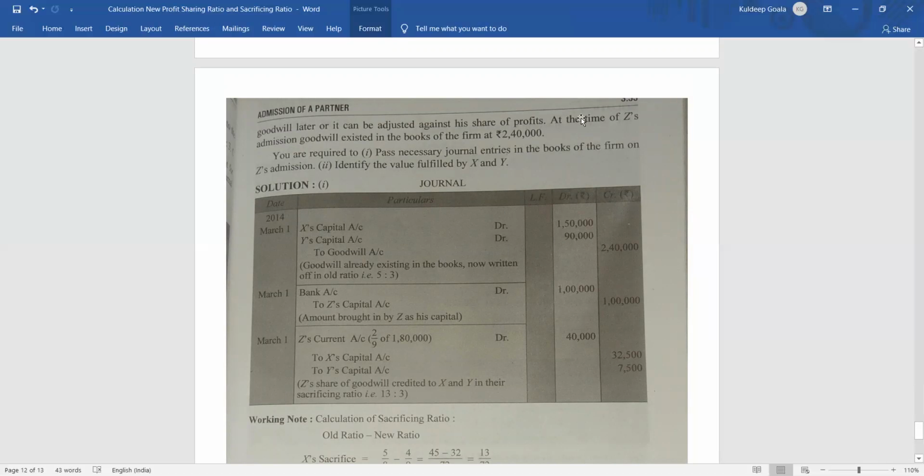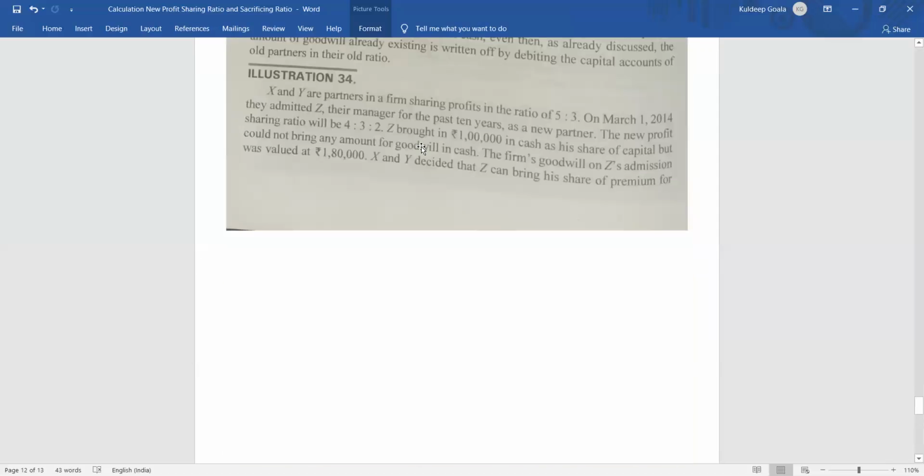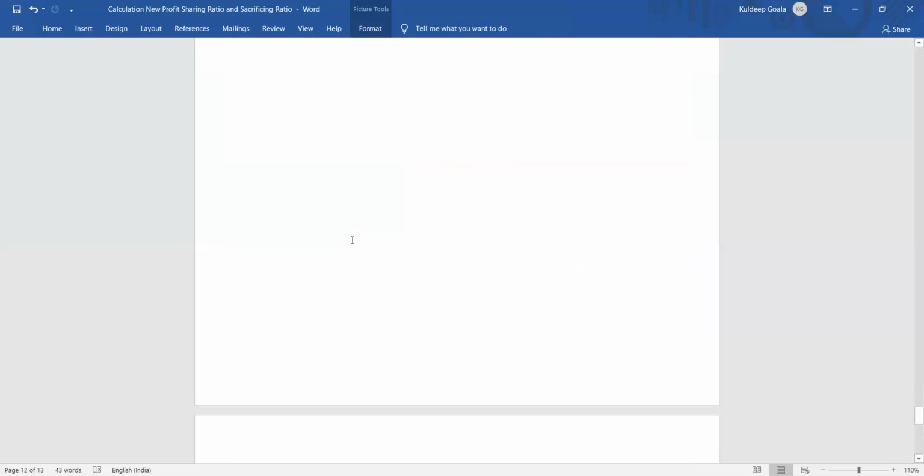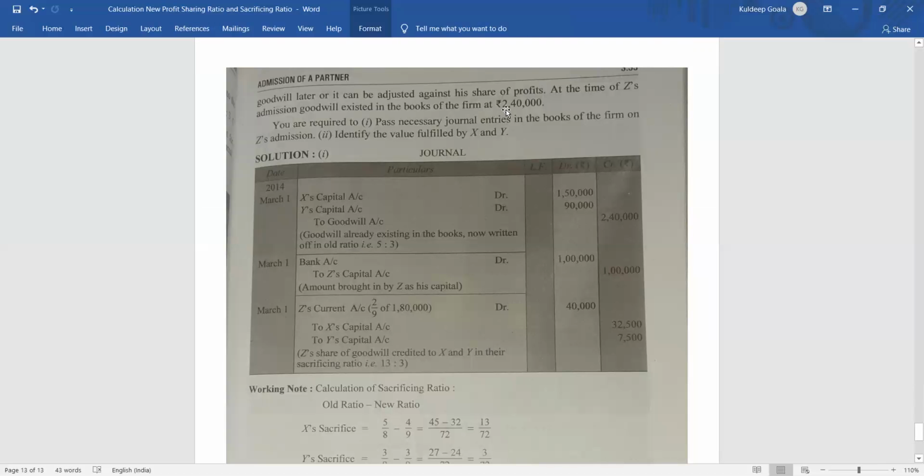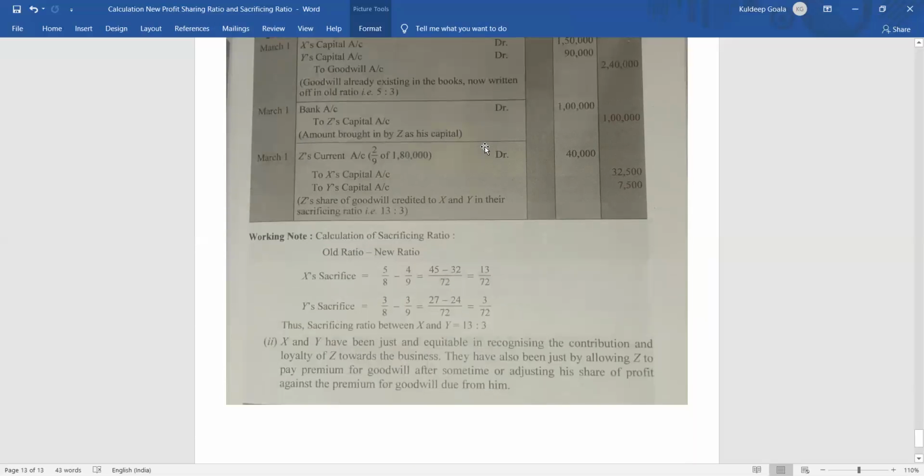Clear? At the time of Jed's admission, goodwill existed in the books. The new value of goodwill is 1,80,000, right? But at the time of admission, goodwill with the old value of 2,40,000 was already appearing in the books. Clear? So what we have to do is write it off. Remember that we have to write off this 2,40,000. Clear? Now what is told here? You are required to pass journal entries in the books of the firm on Jed's admission. Identify the value. Okay, values and all we can ignore now, because most of the time they are ignoring value-based questions. But still you can just see that.